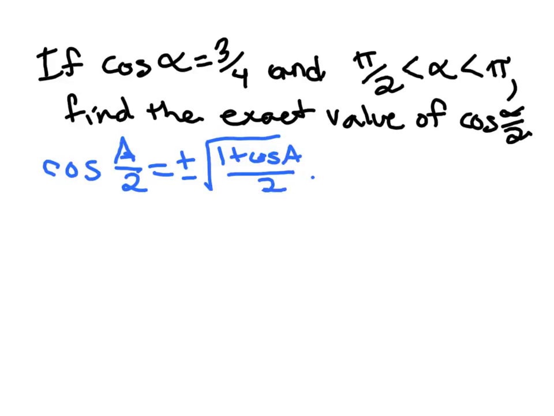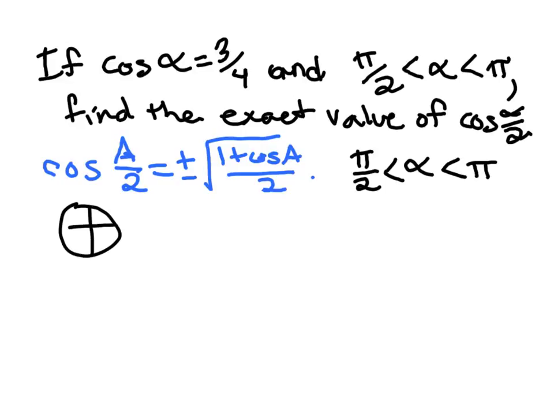So that's where this extra bit of information comes in, the fact that pi over 2 is less than alpha, which is less than pi. This is really saying that alpha is in quadrant 2. Draw a little picture here. Here's pi over 2. Here's pi radians. So if alpha is between pi over 2 and pi radians, then it's in quadrant 2.